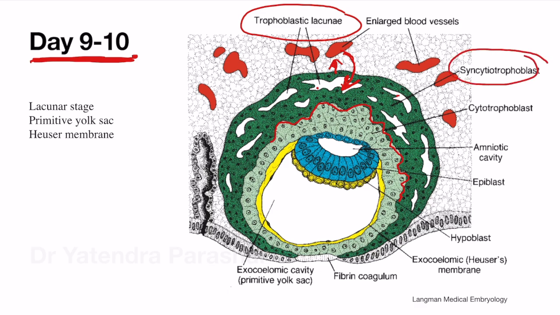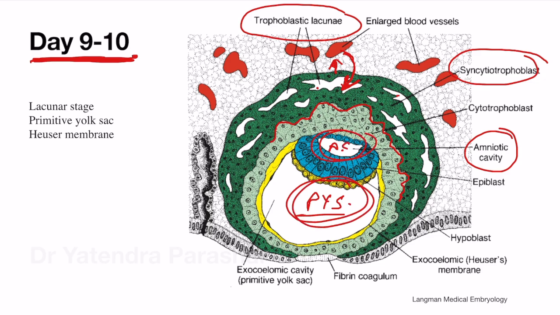And here we can see an amniotic cavity has formed, and here a primitive yolk sac is formed. This is the amniotic cavity and this is the primitive yolk sac. The primitive yolk sac is formed with the help of the hypoblastic cell layer, and the amniotic cavity forms with the help of the epiblast layer.